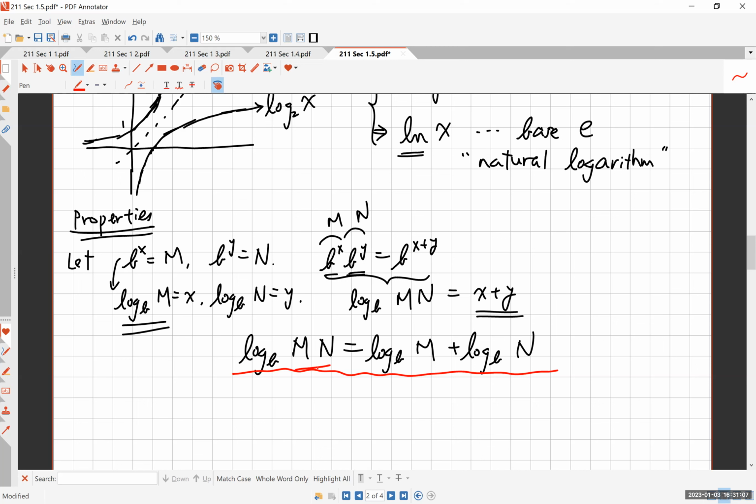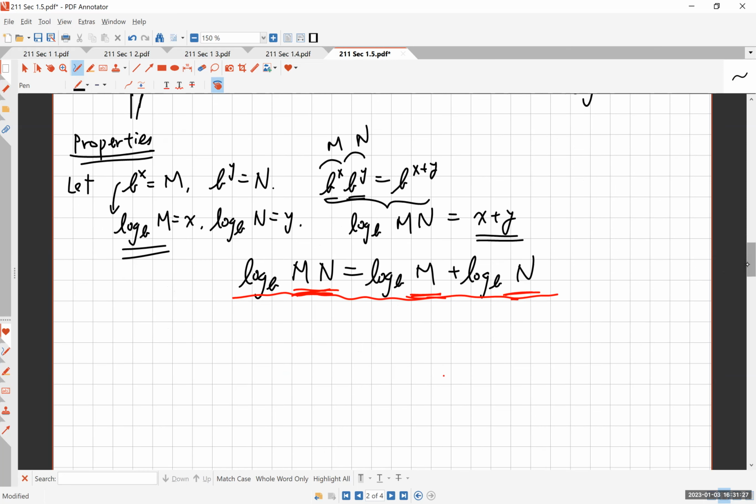Log of a product turns out to be not the product of the logarithms, but the sum of the two logs. This is very weird. In no other parts of mathematics do you see the product being transformed into addition. But that only happens because we are talking about logarithms, which have to do with exponents. Okay, so let's say this in English again: the logarithm of a product is the sum of the two logarithms.